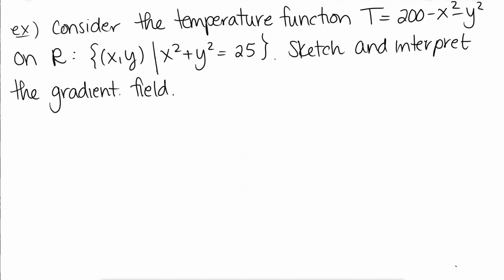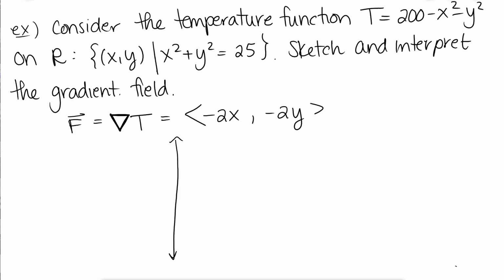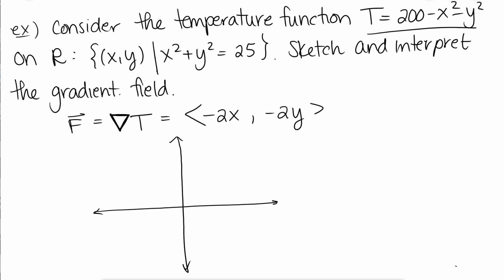Okay, good enough. All right, so let's sketch and interpret the gradient field. In this case, it's just going to be the gradient. The potential function for this gradient field is that temperature function. If I look at the gradient of this, I know that the partial with respect to x is negative 2x, and the partial with respect to y is negative 2y. If you look at the level curves too, remember, level curves can be found by setting this temperature equal to a constant and then solving. So what you end up getting is a bunch of circles.